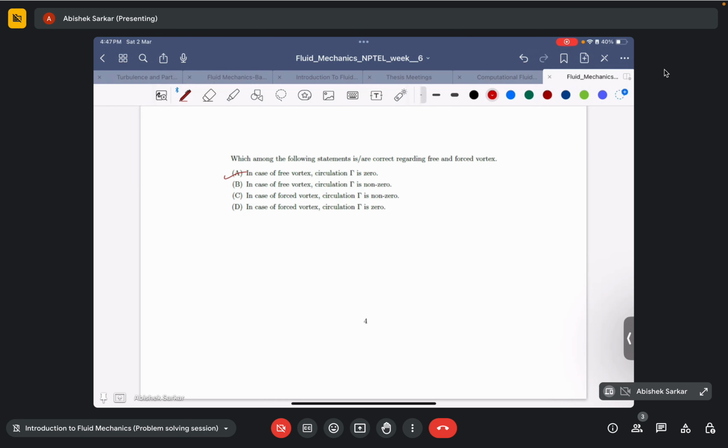And in the case of forced vortex, circulation is non-zero, which is again correct because we found that the circulation had a finite value in the case of a forced vortex. That was specifically 2 omega for the problem that we encountered. In the case of forced vortex, the circulation is 0, so this is again incorrect, so the correct answers are A and C.